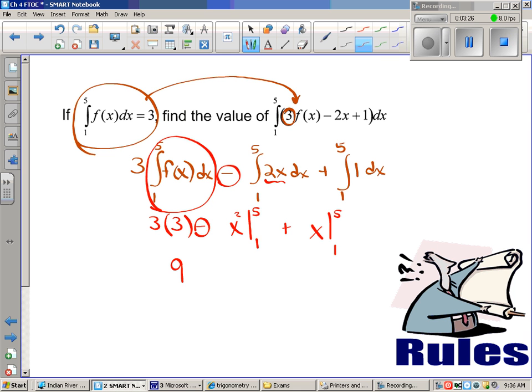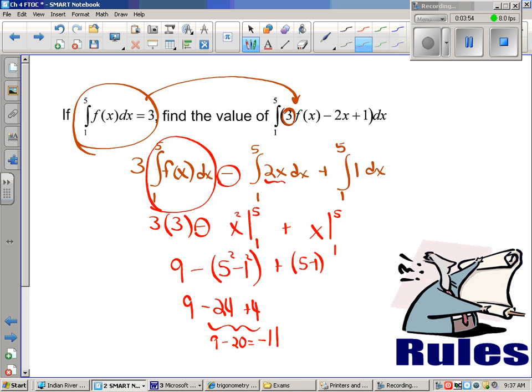So what this basically is saying is I'm going to subtract whatever the results are from this integral. And of course, that's 5 squared minus 1 squared. And so that would be 9 minus 24. Similarly, we would have 5 minus 1, or we'd have plus 4. And so to get this relatively quickly, at least to me, I think it'd be easier to group these two together, giving me negative 20. And so I have 9 minus 20, showing me that it's negative 11. And that would be the answer that I'm looking for.